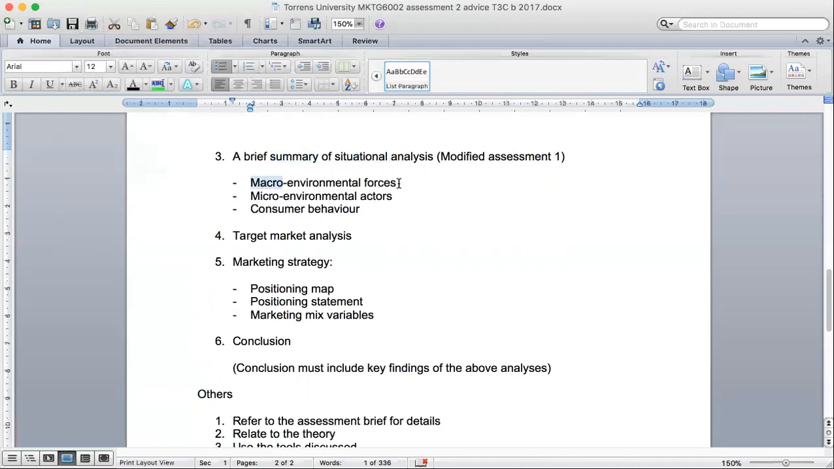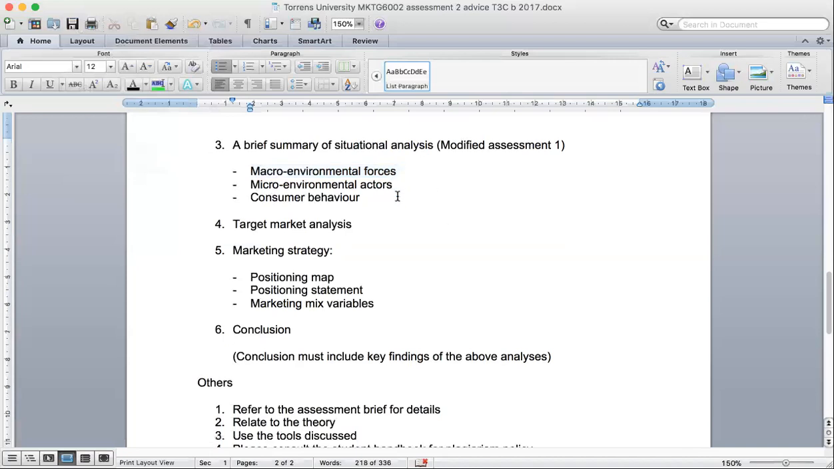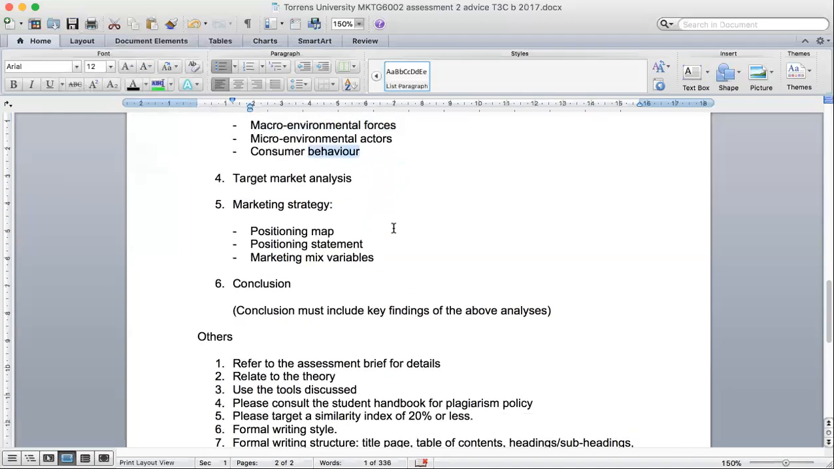So for instance, in macro environmental forces analysis, you find that, well, actually political is not affecting so much. Then you focus on the other elements, such as social, for instance. Then you elaborate the social, okay? Social, like consumer lifestyle, affects a lot in this industry, okay? And you write more comprehensively in your summary. Okay, and micro environmental actors, the same thing, and also consumer behavior, the same thing, just the summary that you write.